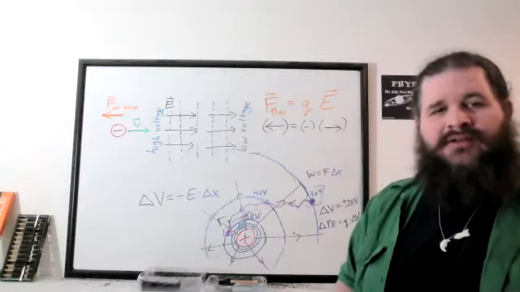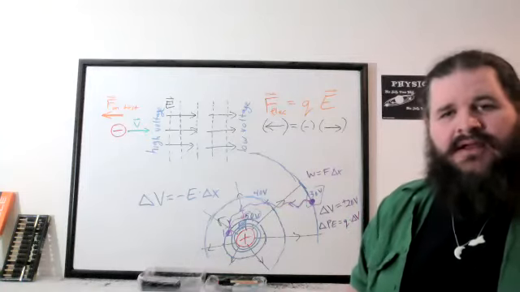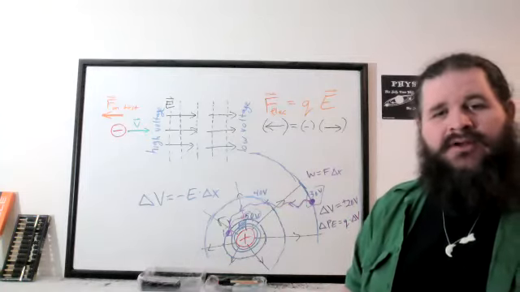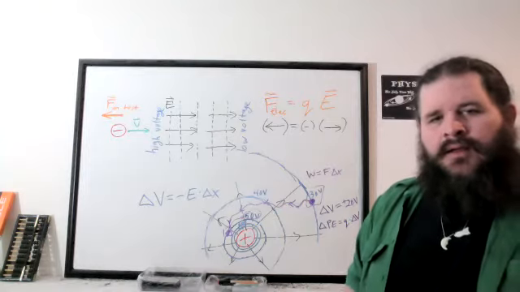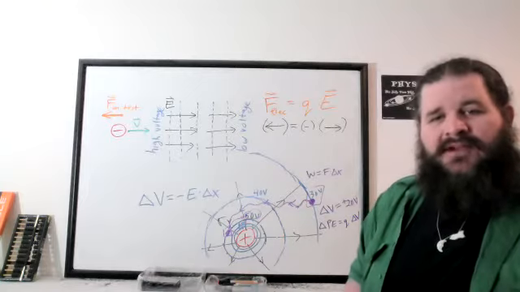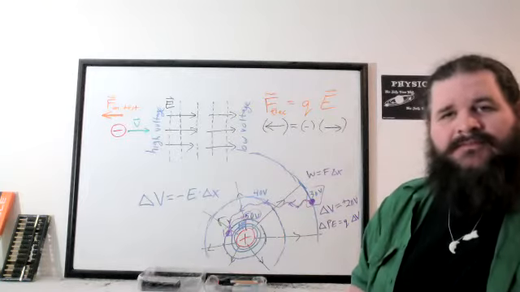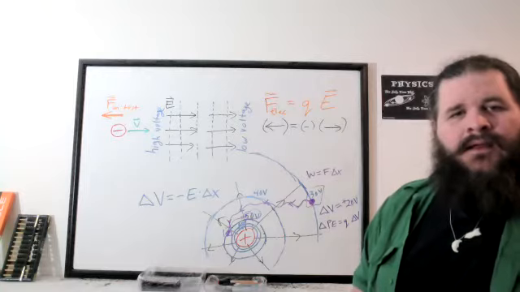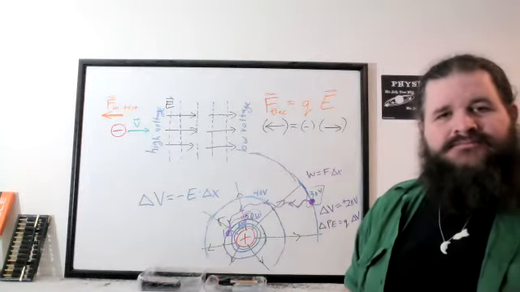Test charge times delta voltage equals change in potential energy, which presumably would be the amount of work you'd have to do. But again, all you have to care about is the initial and final values. This is a path-independent measurement. All that matters is initial and final, the endpoints. Any questions on that so far?